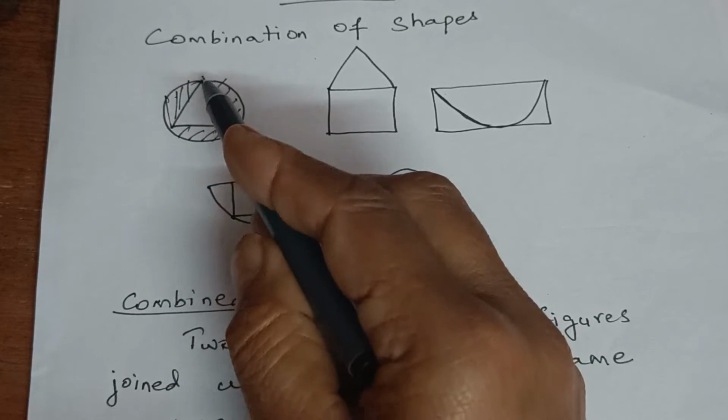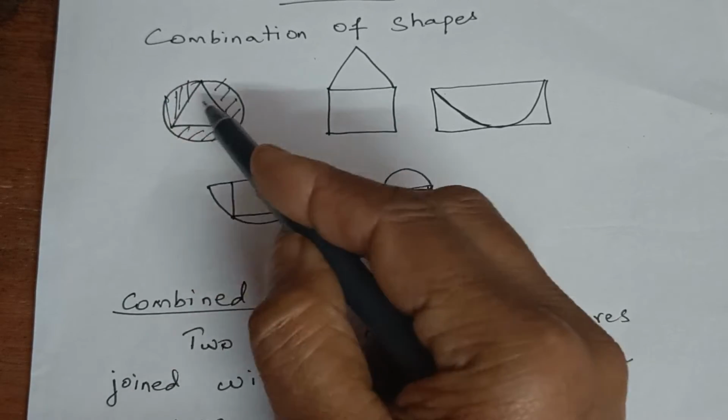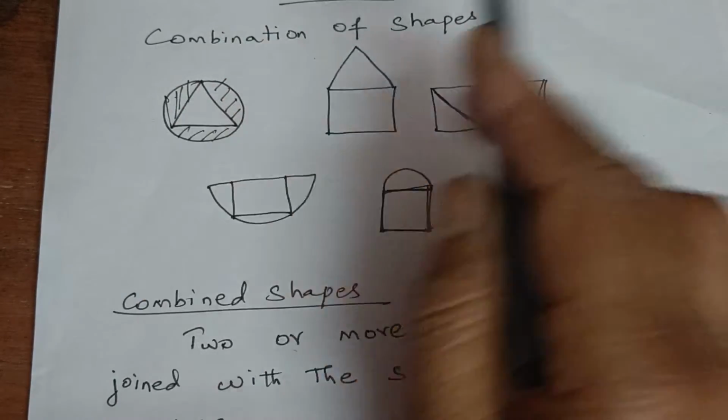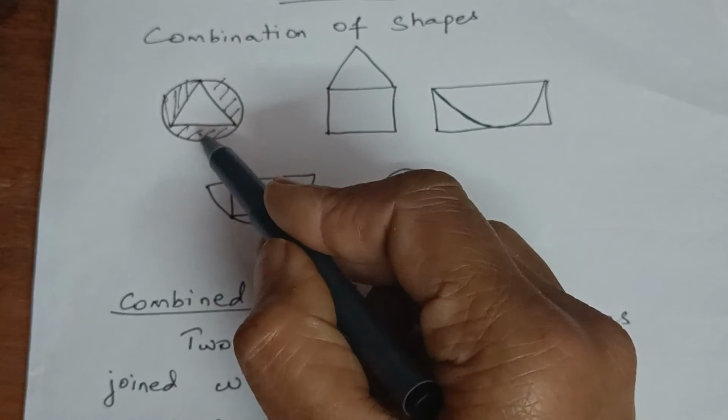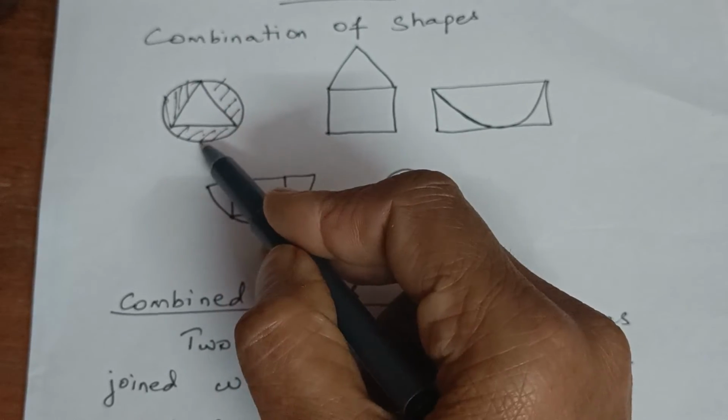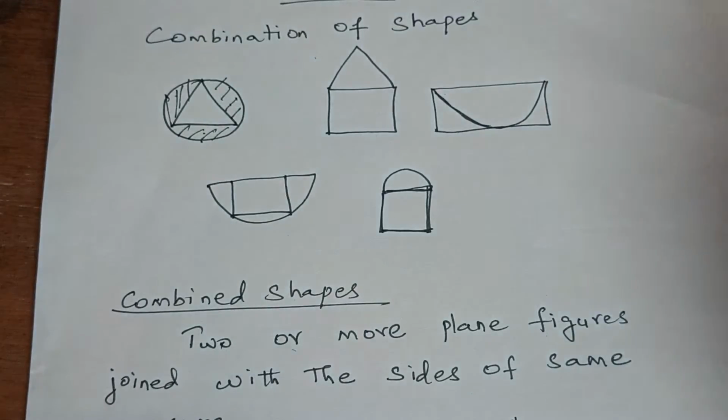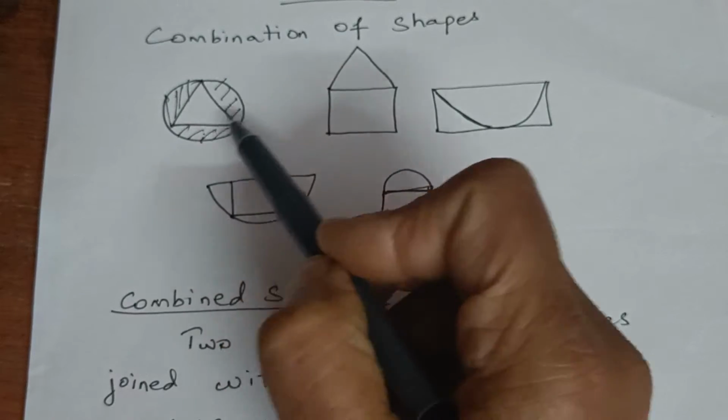The shaded portion is what remains if you cut out a triangle from the circle. You draw a triangle and cut it out, take it out, remove it. Then we have to find the leftover area. What does it mean? We are removing the triangle from the circle. So here it is subtraction.